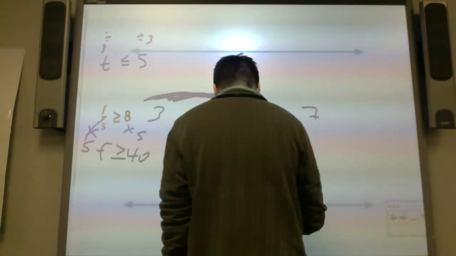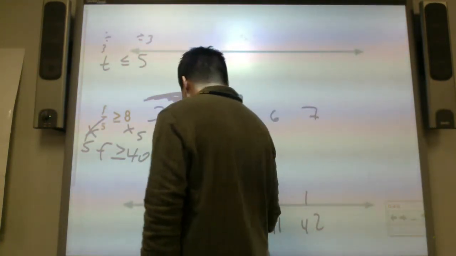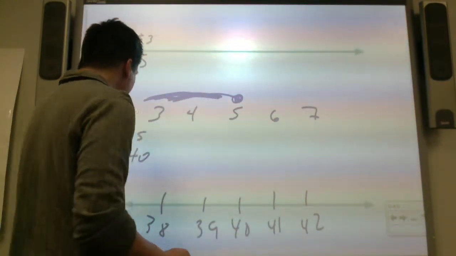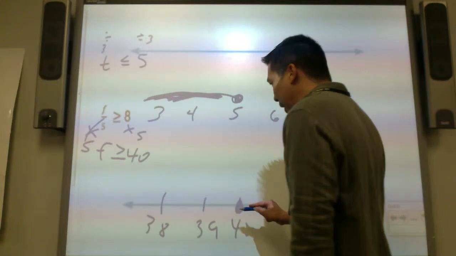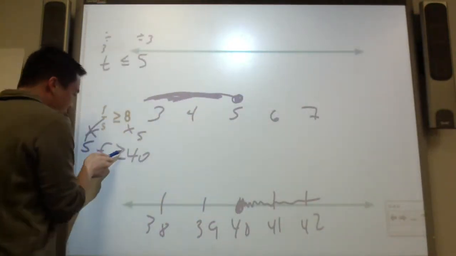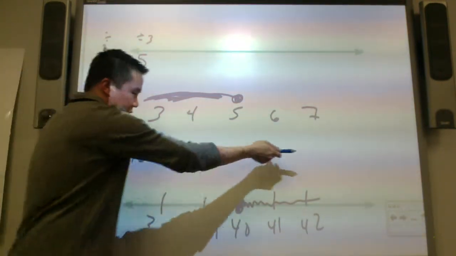So we have 40, 41, 42. What are the 2 numbers that precede 40? 38 and 39. So 40 is a closed dot. The arrow faces to the right because 41 and 42 are greater than 40, this way. And so the main thing we talk about here is how to graph inequalities and solve inequalities.